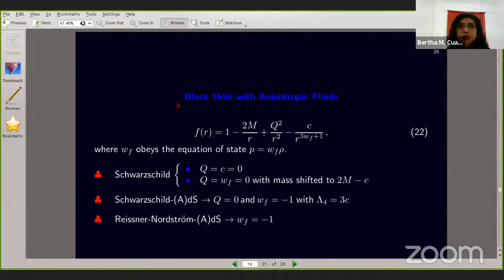Another solution that is contained in this metric is the Schwarzschild AdS or Schwarzschild dS. This happens when the charge is 0 and w_f equals -1. And in this case, the cosmological constant is 3 times the anisotropic fluid parameter. Now, another solution that is also contained here is the Reissner-Nordström AdS or Reissner-Nordström dS solution. And this is when w_f equals -1.